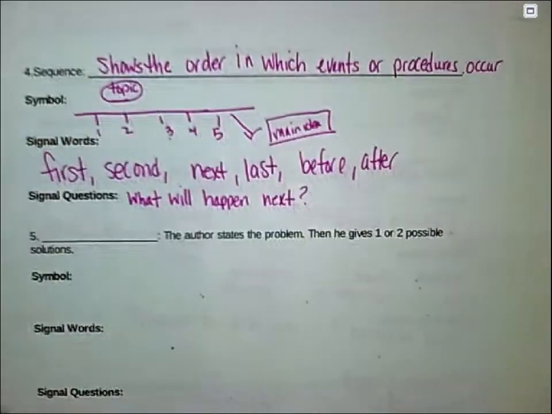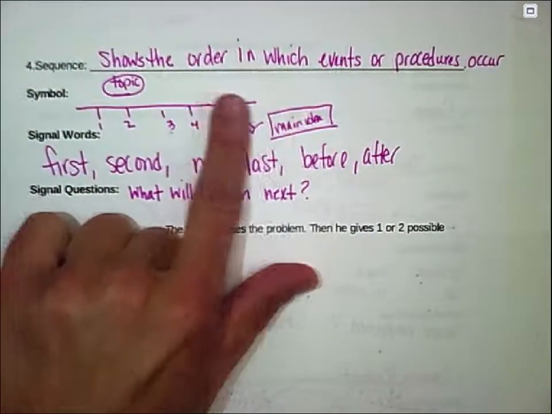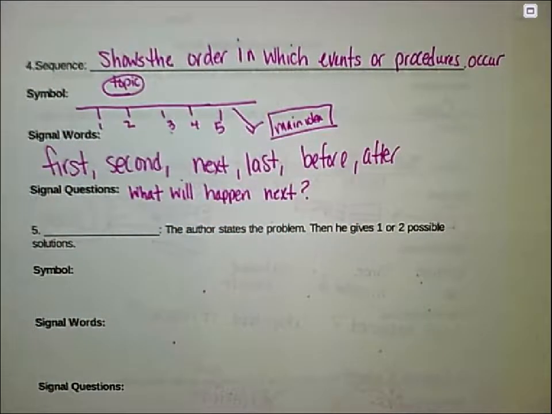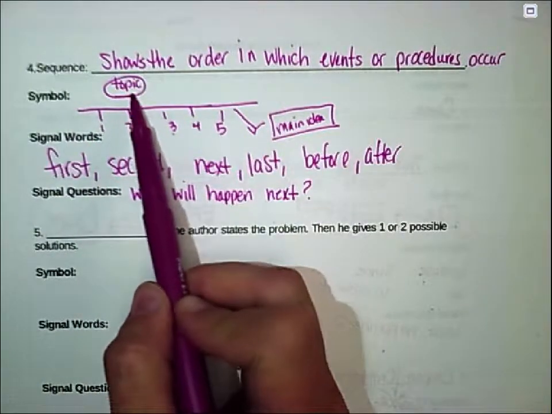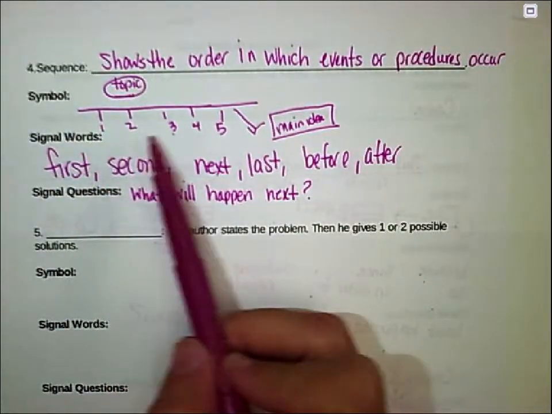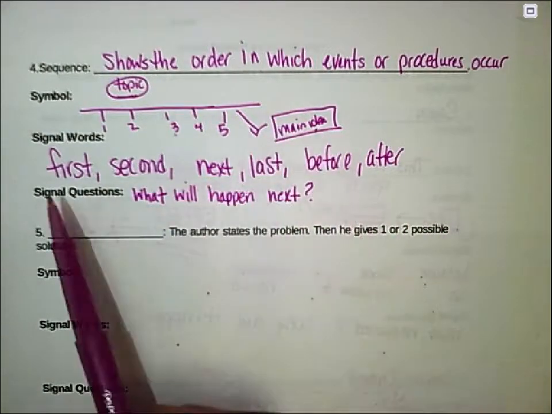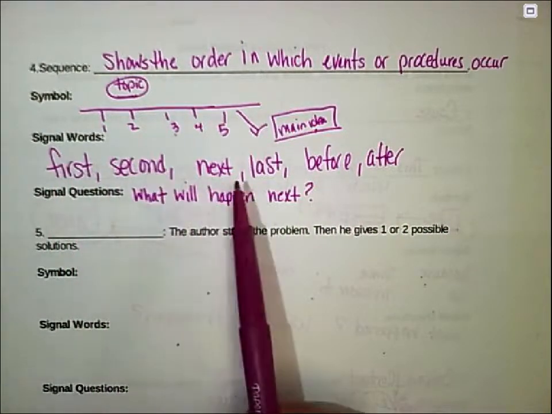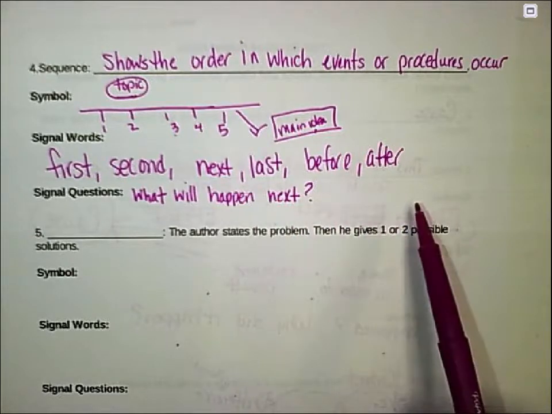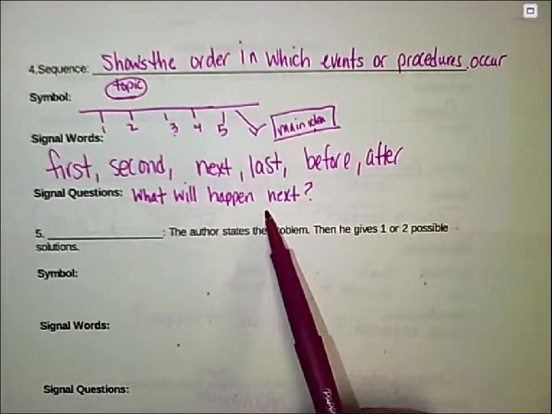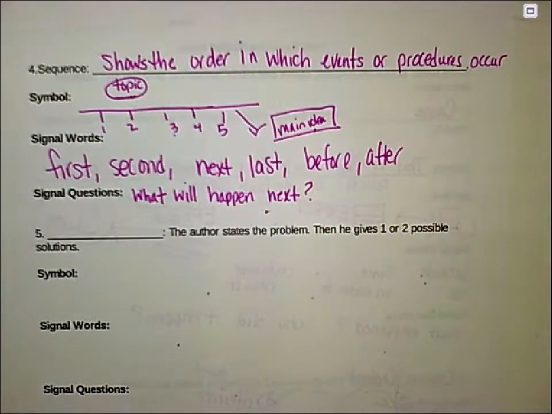Okay, so sequence shows the order in which events or procedures occur. Our symbol is a topic, and then we have 1, 2, 3, 4, 5, kind of like a timeline, and our main idea. And then we have signal words like first, second, next, last, before, or after. And our signal question is, what will happen next?